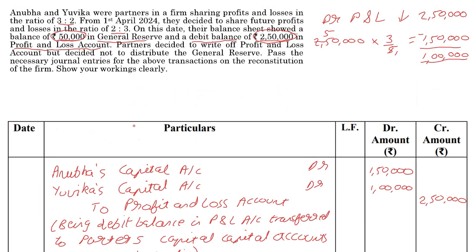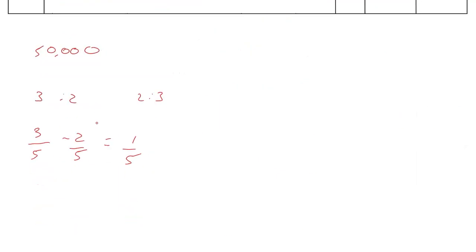So I will only calculate for the first partner. 3 by 5 becomes 2 by 5. The sacrifice is 1 by 5. Whose is this? This is Anubha's sacrifice and Yuvika's gain. There are only two partners, the ratio is changing, so one partner's sacrifice is the other's gain. What I have done here is the sacrifice ratio, which is old ratio minus new ratio. Sacrifice for the first partner, gain for the other partner. So 50,000 into 1 by 5 is 10,000.